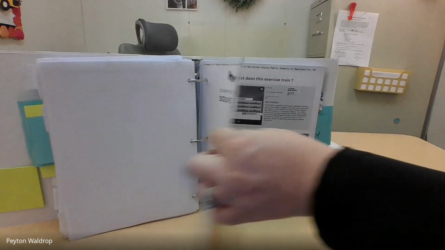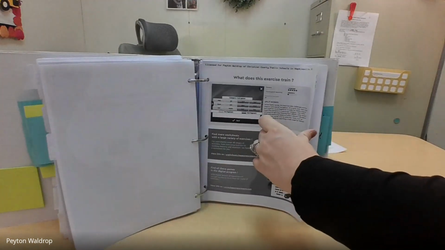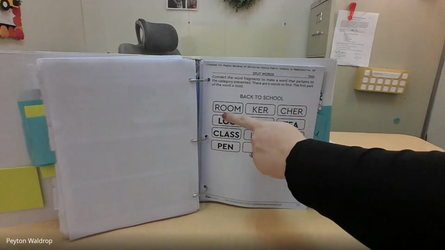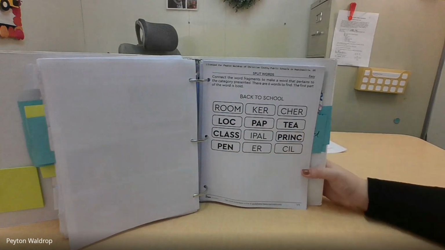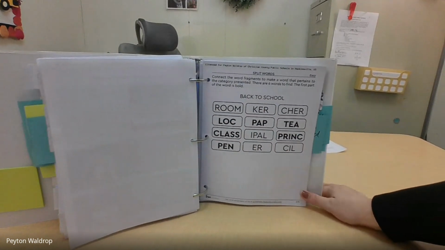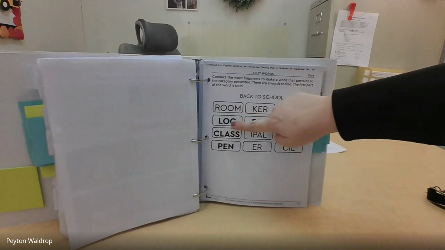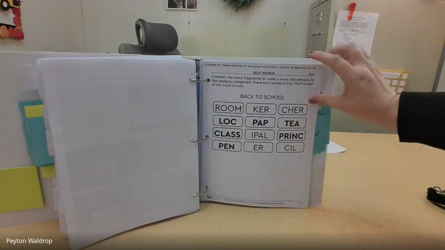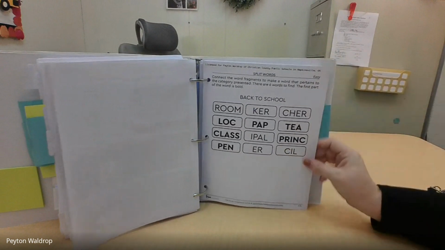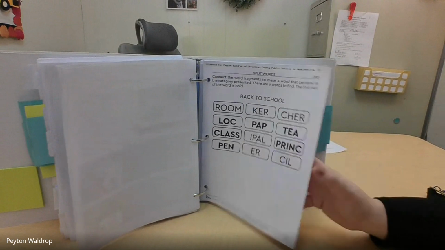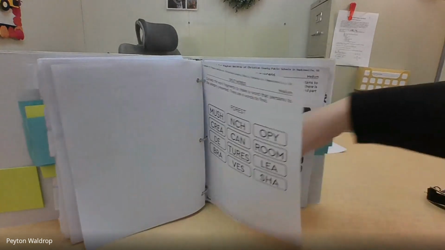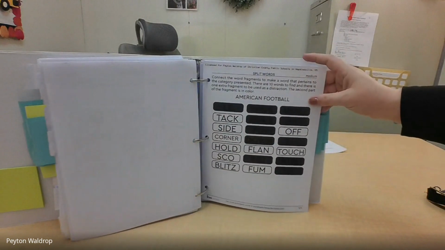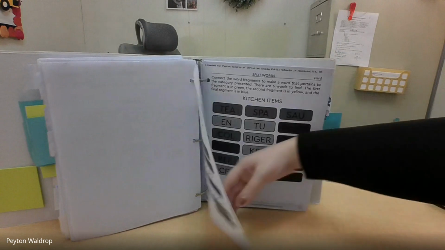This one's called split words, where basically they're given a category and they take different segments from a word and try to put them together, to figure out which ones would make a word. Like locker, pencil. So I have these labeled in difficulty, easy, medium, and hard. And each one has a different category, like American football and forest and kitchen items.